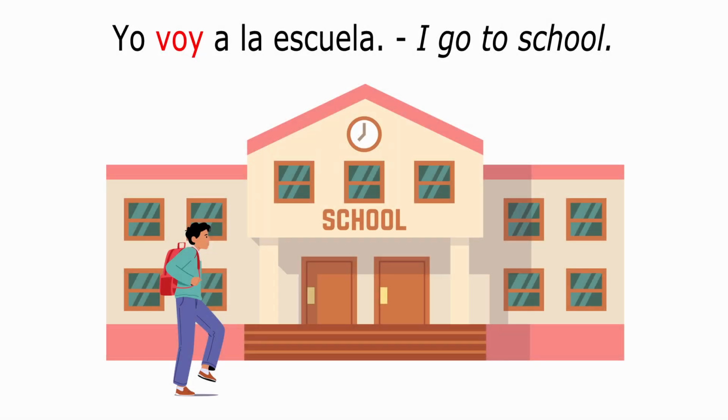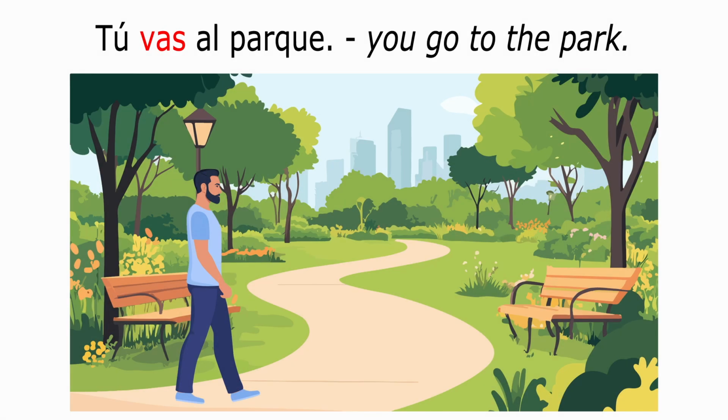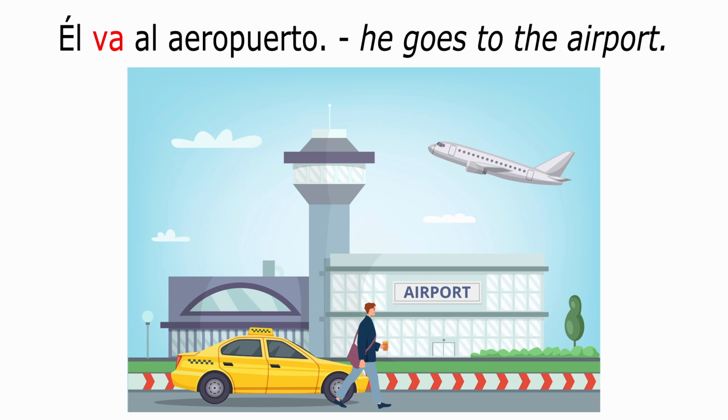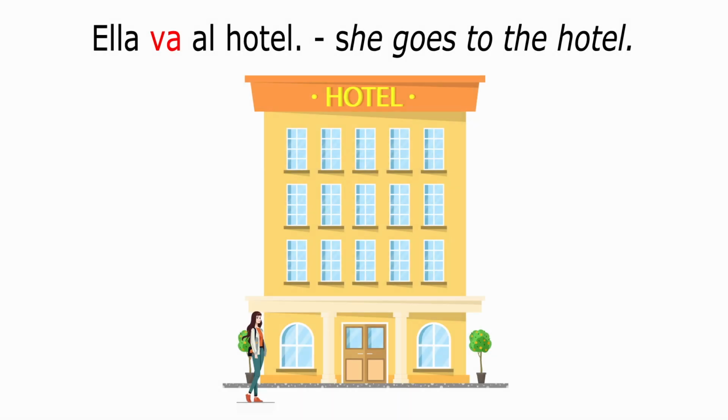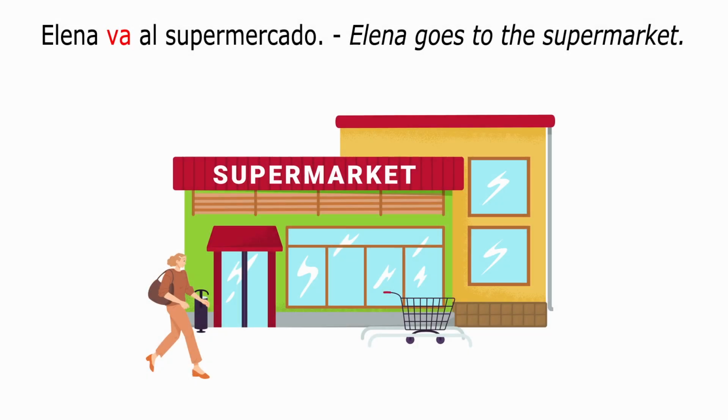Yo voy a la escuela. I go to school. Tú vas al parque. You go to the park. Él va al aeropuerto. He goes to the airport. Ella va al hotel. She goes to the hotel. Elena va al supermercado. Elena goes to the supermarket.